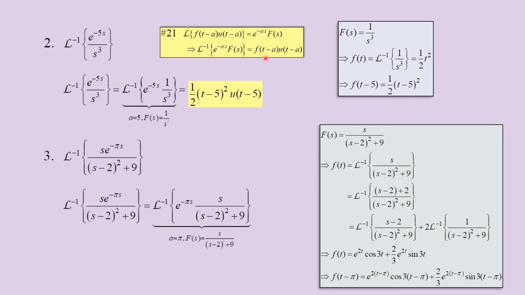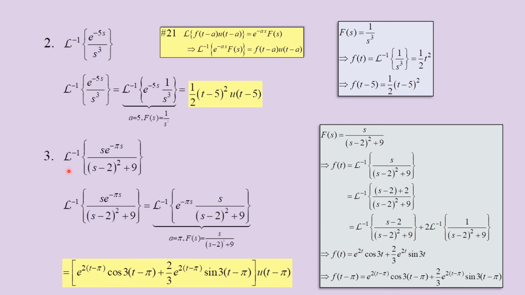The next step is to just multiply the whole thing by u(t minus pi). So transfer our result back into here. This is f of t minus pi, and all of this has to be multiplied by u(t minus pi). So put the whole thing in a big bracket. Okay, so this is the solution for question number 3.